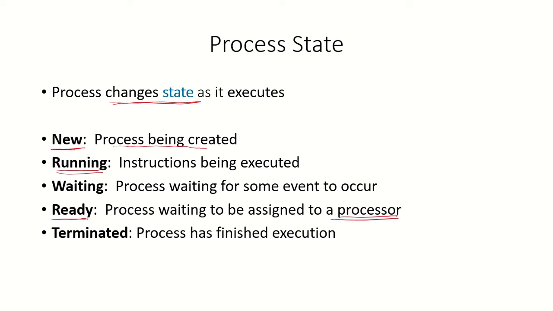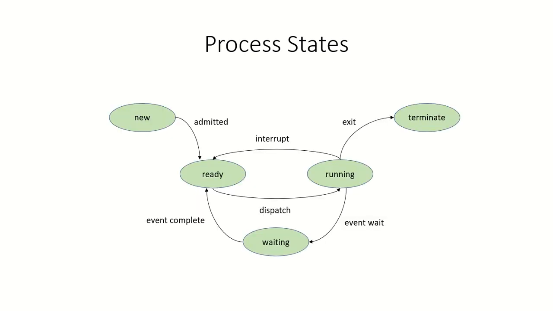During the execution, the process may have to wait for some event. That is the wait state. And once it has finished, all instructions have been executed, then the process is terminated. So this diagram explains the different process states.